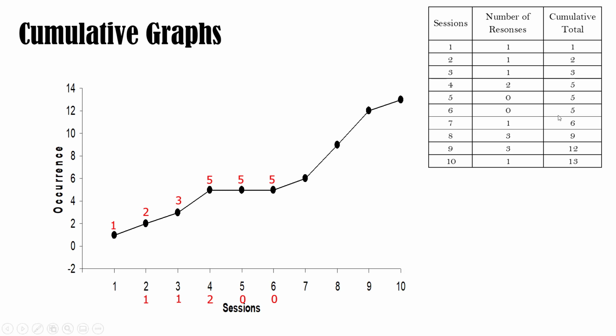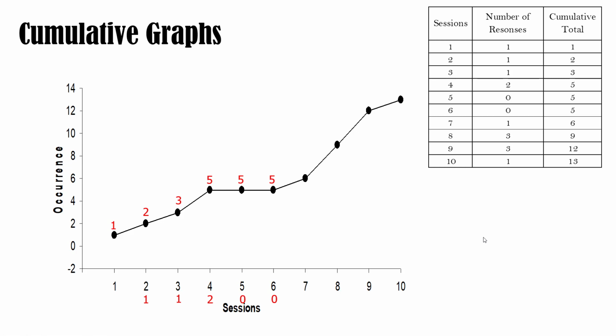So 7 was 1, so we added 5 plus 1, got your 6, which is right here. And then 8, 3 responses, 6 plus 3 gives you 9, so it bumped up here, and you can see that now we have 3 responses as opposed to 1 or 0, so the line is a lot steeper. 9, 3 responses, so you add that and you get to 12, and then the last session, 10, you had 1 response, so 12 plus 1 gives you 13. So that's an example of a cumulative graph.